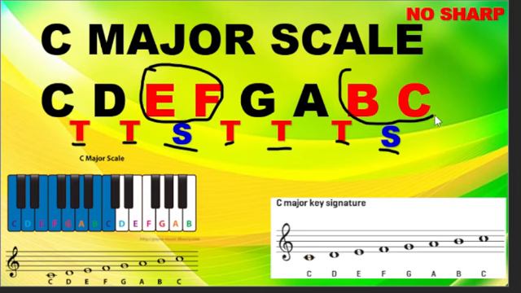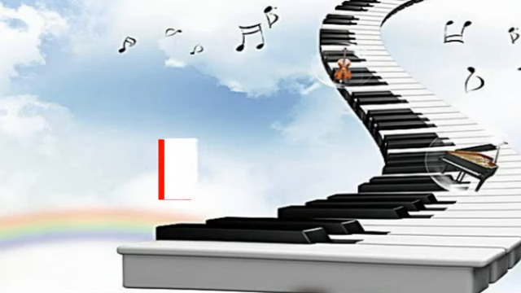Between B and C there is a semitone. When you look at this keyboard here, between E and F there is a semitone, and between B and C there is a semitone. So when you look at this, C, D, E, F, G, A, B, C, this is a C major scale. There is no sharp, there is no accidental, so it is in a normal way. A C major scale is the mother and the father of all the scales that are there in music.